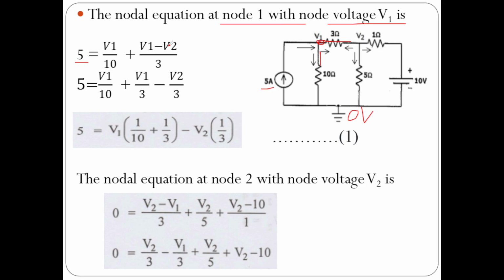5 equal to V1 into 10 by 1 by 10 plus 1 by 3 minus V2 into 1 by 3. So consider it as equation number 1. Now let us write the nodal equation at node 2, where node voltage is V2.